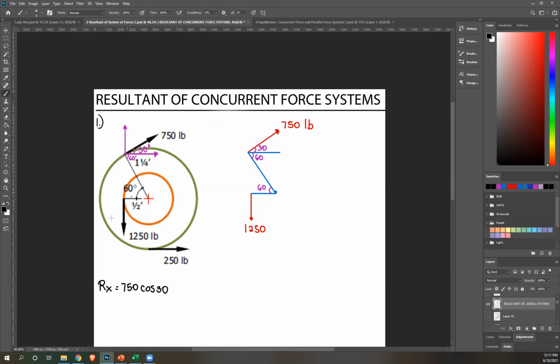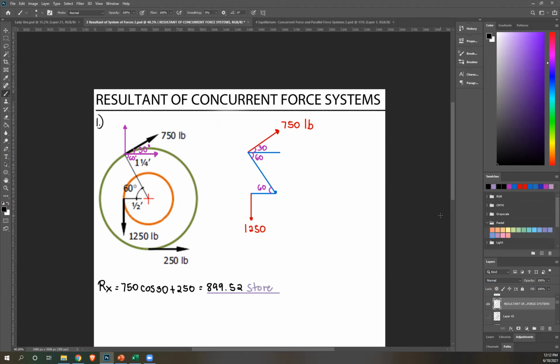Next, look at the other forces. This 1250 force is downward, that doesn't have an X component. And then we have another force here, which is to the right, so that's positive, and it's not at an angle, so that's just positive 250. And then if you solve for this, you should get 899.52. And then, as usual, ideally, you want to store that.